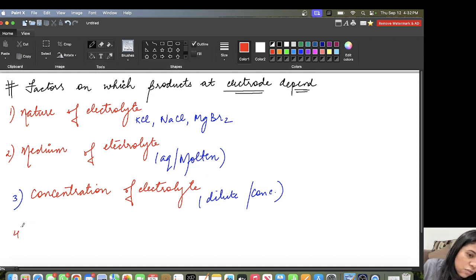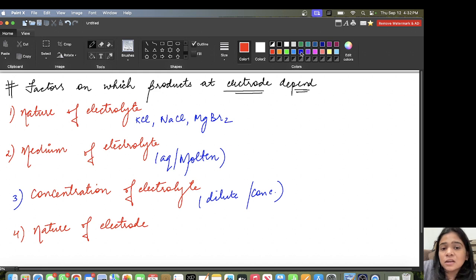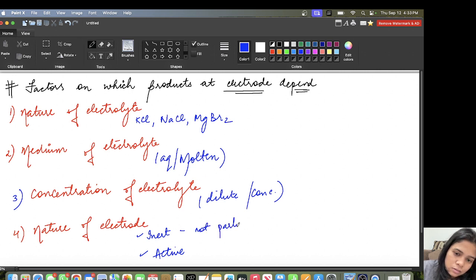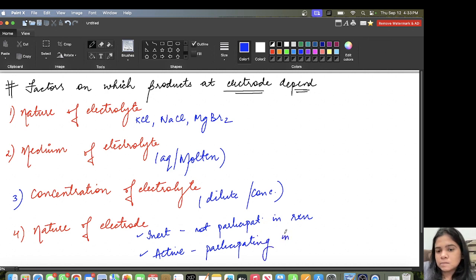Then fourth is your nature of electrode, whether the electrode is inert or active. Inert means it's not participating in the reaction, and active means it is participating in the reaction. So these are the factors on which the product at the electrode depends.